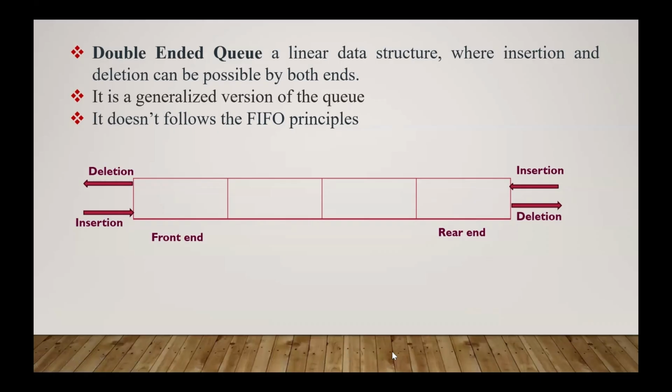Then, it does not follow first come first serve, because in a queue the element inserted first is deleted first, but here insertion and deletion can be performed at both ends. So this is a queue, this is the rear end, this is the front end. The rear end is used for insertion and the front end is used for deletion. But in a double-ended queue, at both ends we can perform insertion as well as deletion. That's why it does not follow first come first out.